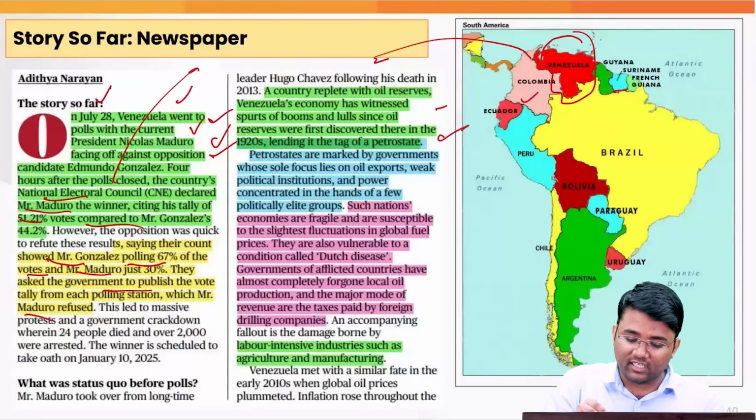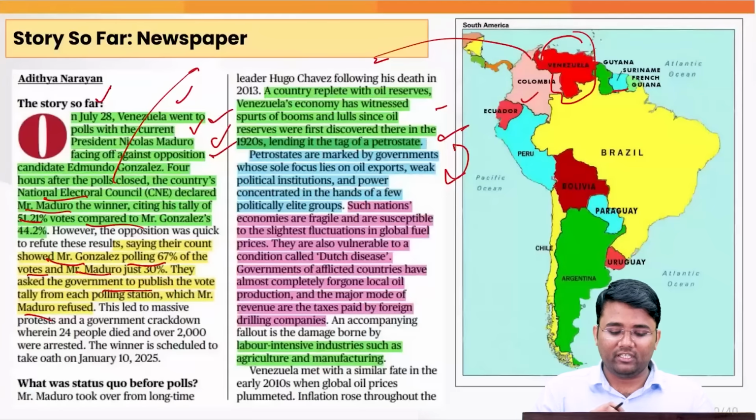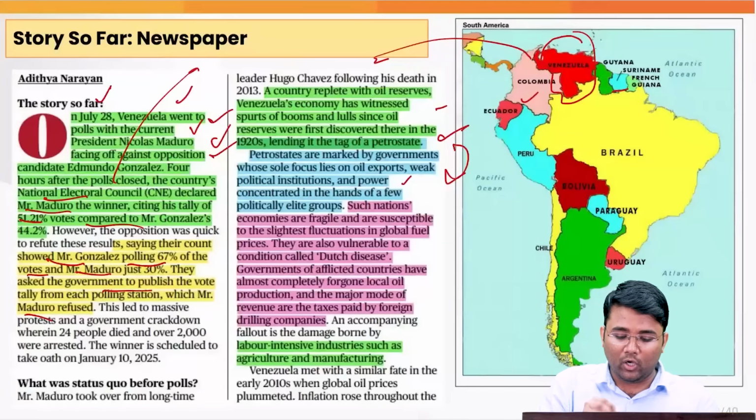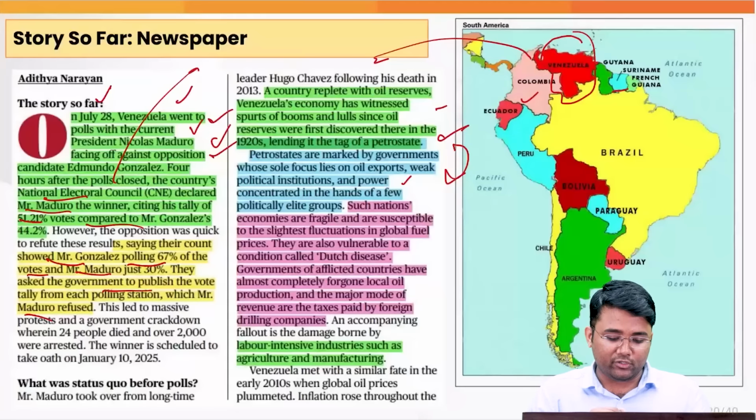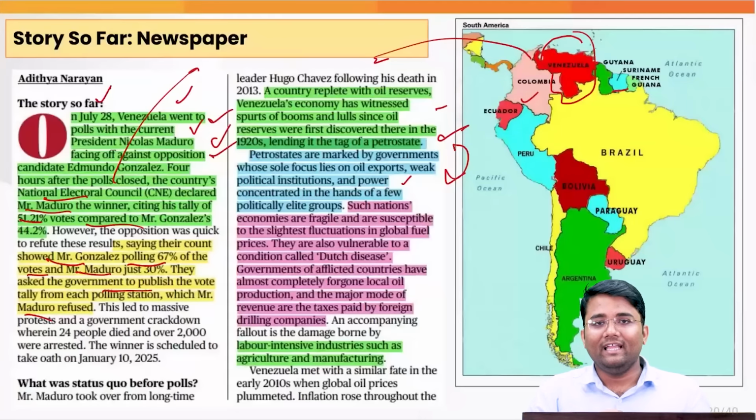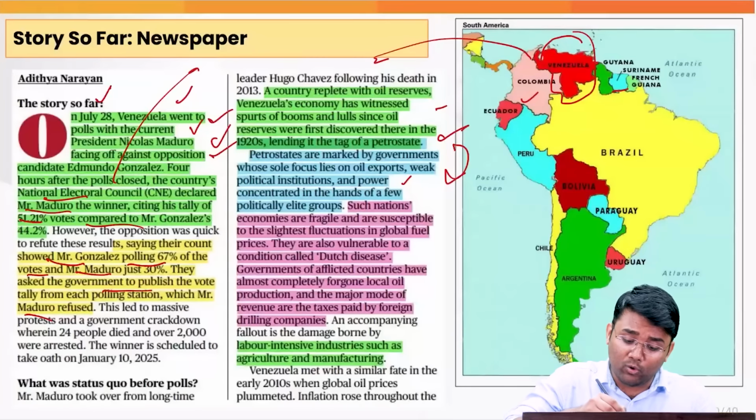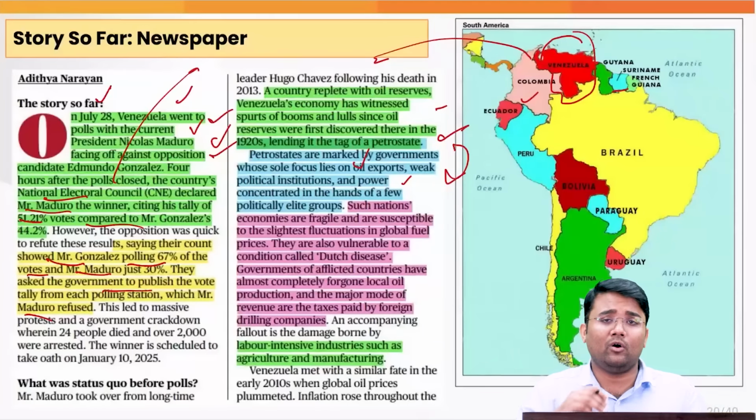What is a petro state? Petro states are basically states marked by governments whose sole focus lies on oil exports, with weak political institutions and power concentrated in the hands of a few elite groups. Here they are not focusing on expanding their economy or making it more diversified. Rather, they are only focusing on the export of oil.